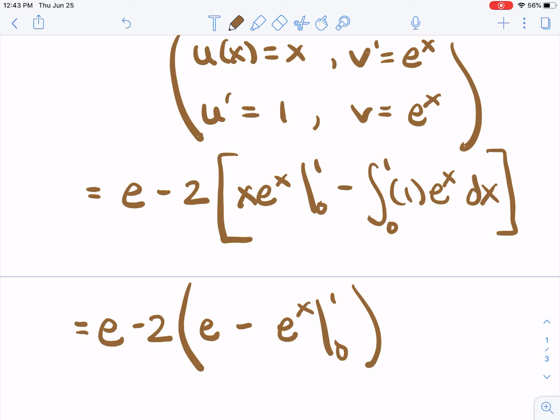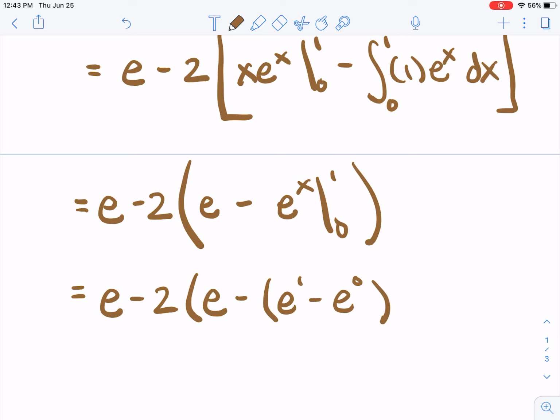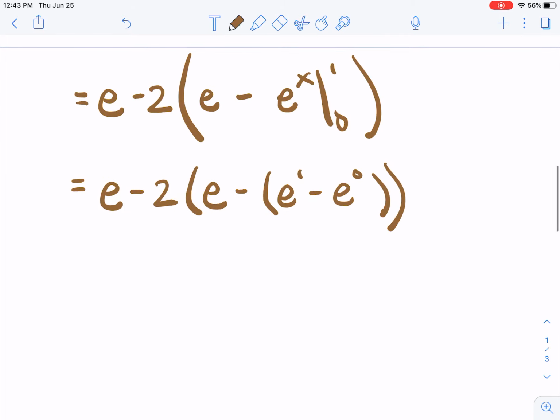from 0 to 1. And this all simplifies down to, let's see, e minus 2 times e minus e to the 1, minus an e to the 0. E to the 1 is e. Those e's cancel out. And I think this is e plus 2 after changing all the signs and simplifying appropriately.